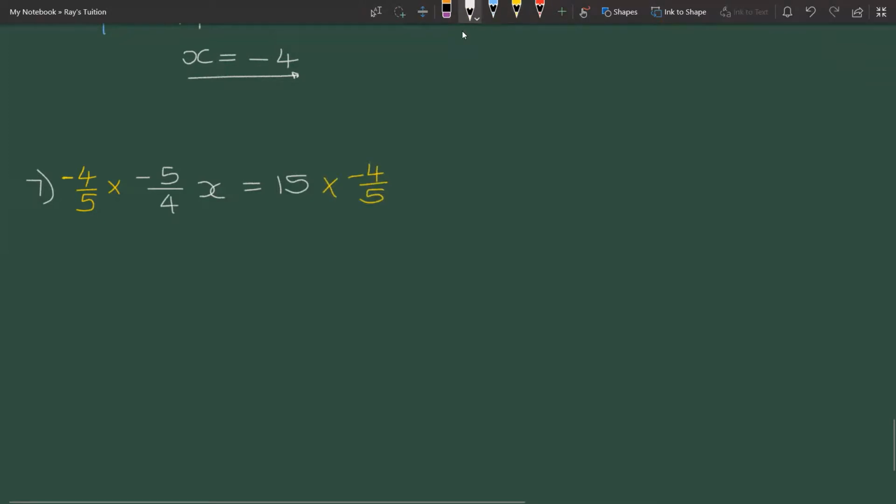And then simplifying this, the 5's would cancel out, the 4's cancel out, the negatives cancel out, leaving us just with x. And again, you can put this over 1. 15 times minus 4 is minus 60 over 1 times 5 is 5. And that you can simplify to as minus 12.